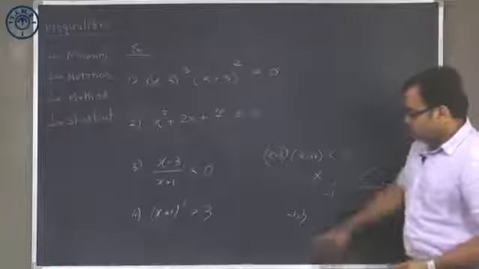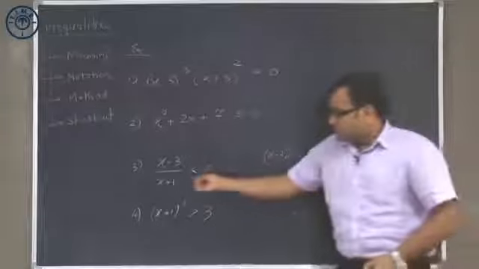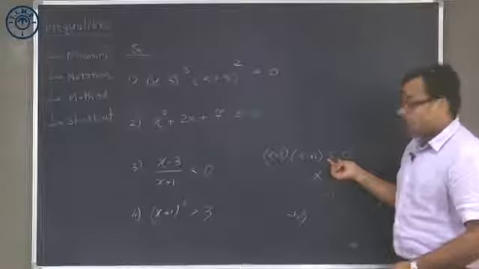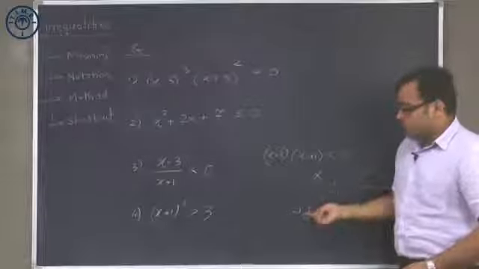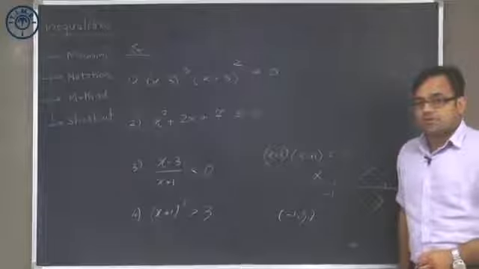Now the question is whether these two points will be included or not. In this case, because it is less than 0, I do not have to include these points, and over here also, because it is less than 0, I don't have to include these points. So here the solution is easy. It will be minus 1 comma 3.